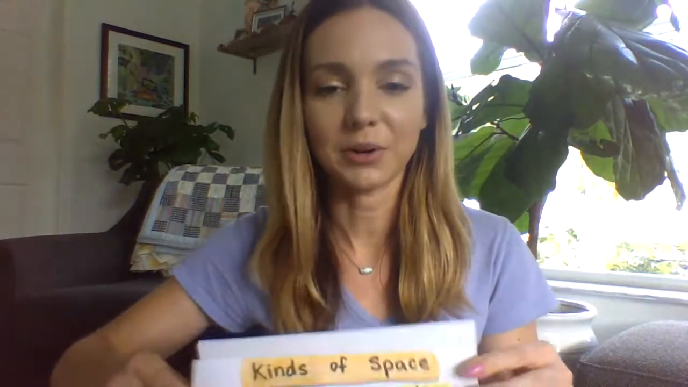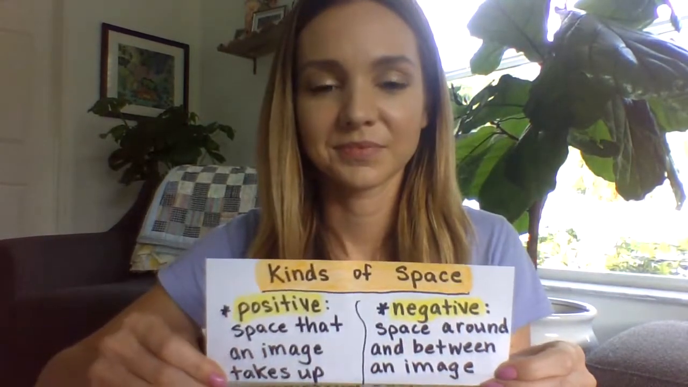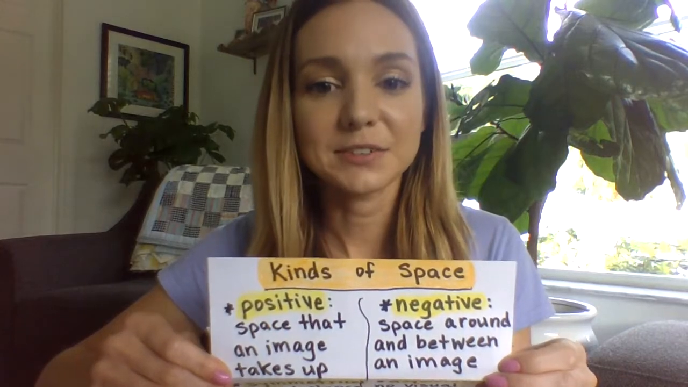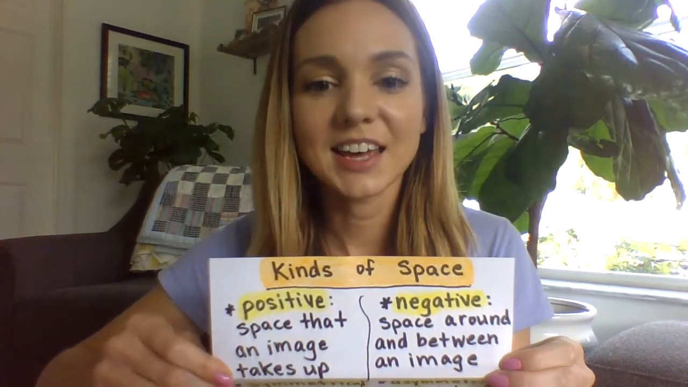Now, there are different kinds of space that we can see in artwork. We could have positive space, which is space that an image takes up. So back to this painting of the little boy. His image is an object that takes up space. So he is making up the positive space.